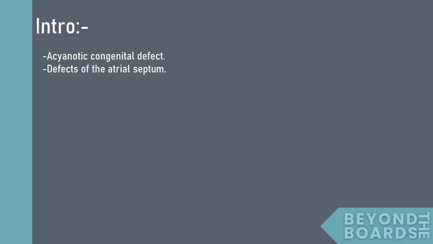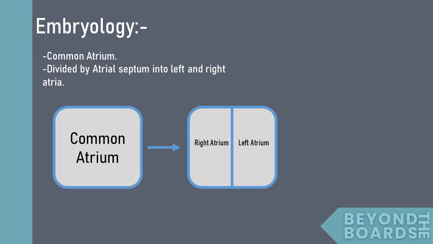In order for us to understand ASDs, we need to look at the embryology behind the formation of the atrial septum first. But when it comes to the embryology behind the atrial septum formation, this might get very confusing very quickly, so I'll try to walk you through it slowly. While you're an embryo, your heart only has one atrium called the common atrium. This common atrium will then get divided into the right atrium and left atrium by the atrial septum.